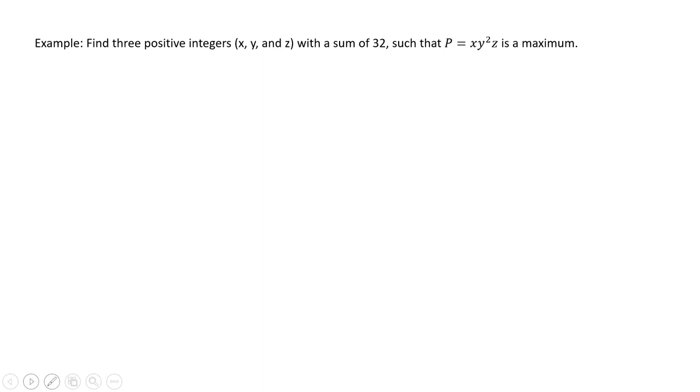The nice thing about our Lagrange multipliers is we can extend this process when we have more variables and also more constraints as well. As my last example, the extension I'm going to show you is something where we have a function of 3 variables and then we have a constraint. So the process is the exact same, and we could extend this to any number of variables that we need to. So in this example, we're finding 3 positive integers, x, y, and z, with a sum of 32, such that p equals x y squared z is a maximum.